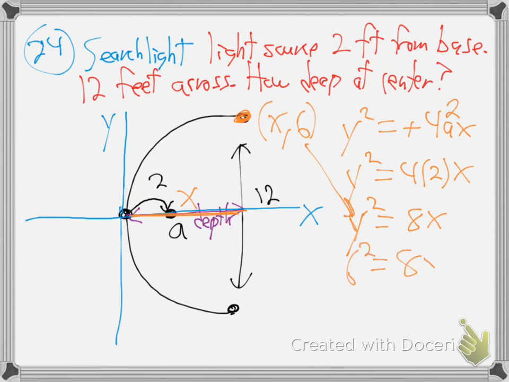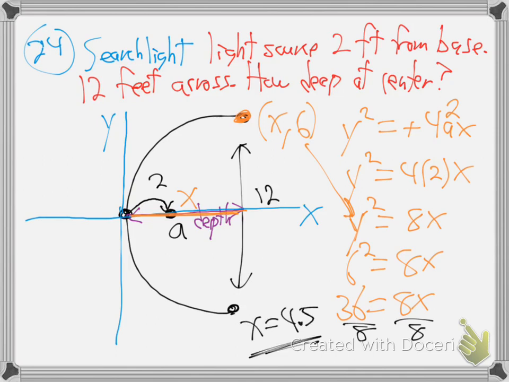Plug in that 6. 6 squared is 8x. 36 is 8x. Last step, divide by the 8. What is that? 4.5 feet deep at the center.